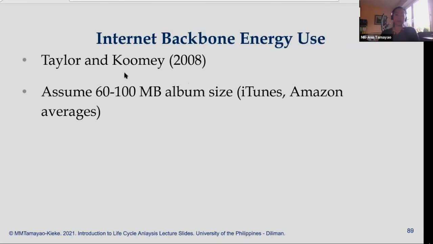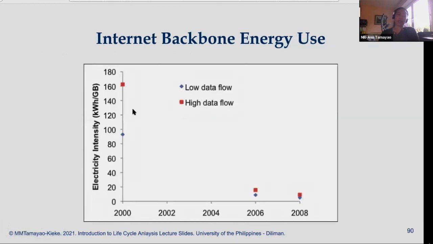Now for internet backbone energy use, the information came from Taylor and Koomey, assuming a 60 to 100 MB album size. This was the electricity intensity per gigabyte in 2000, but by 2006 to 2008 you can see a very significant decrease in electricity intensity.